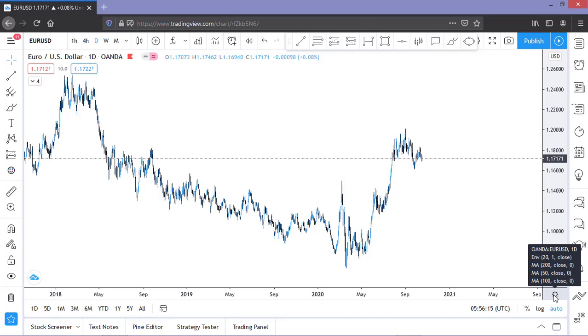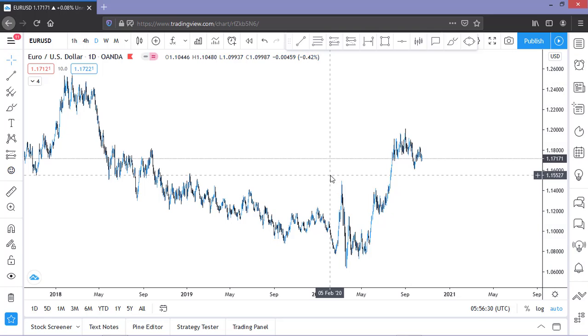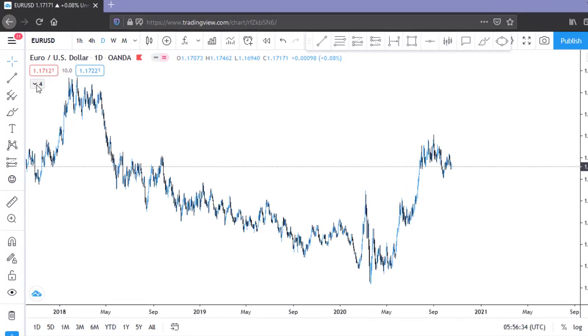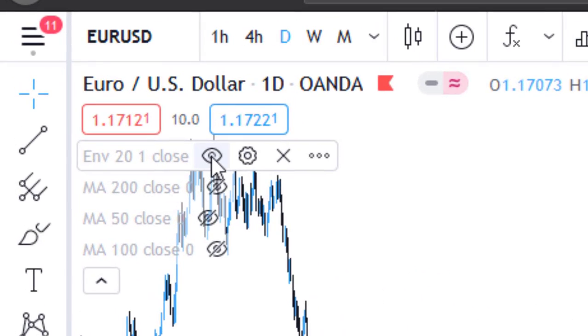The second one is the simple moving average, that is the 200 MA. The third again is the simple moving average 50. The fourth is the simple moving average 100. Okay, so let me just start with the envelope indicator. Let me just bring it up here and see.